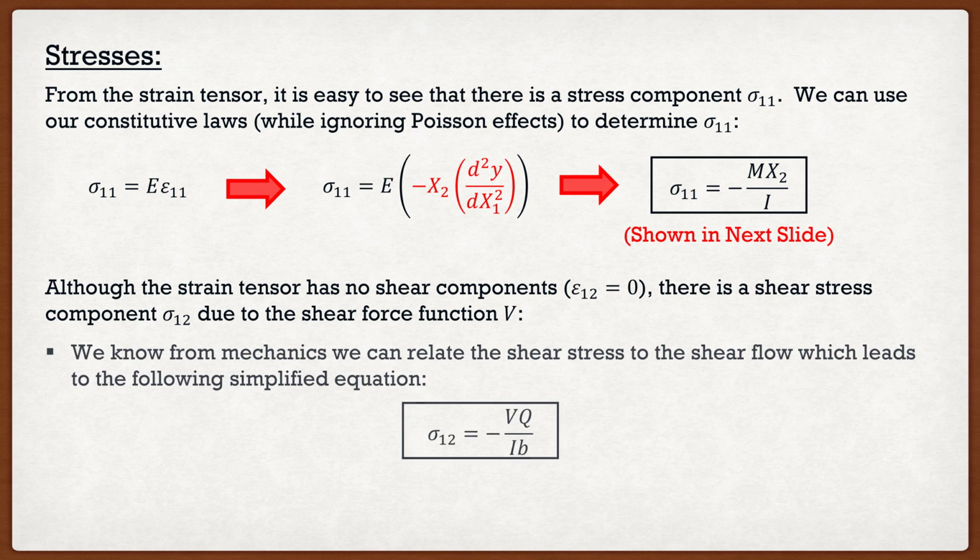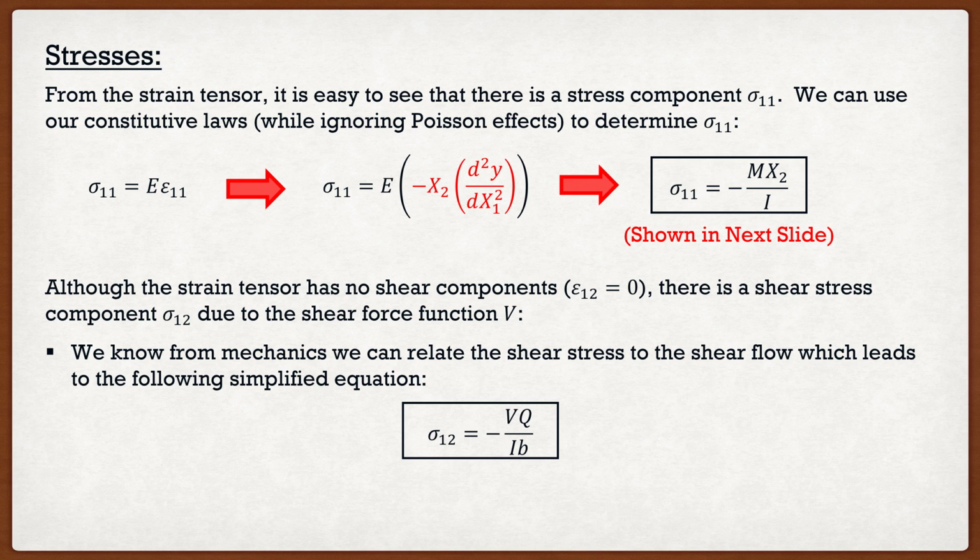However, if we go back to mechanics of materials, we know that we actually have a very nice equation that gives us the shear stress, where sigma 1,2 is equal to negative VQ divided by I times B. So it looks really crazy, but the components are really simple. V is going to be our shear force function. You already know what that is. I at the bottom, that's our moment of inertia of the beam. Again, very simple. B, that is the thickness of the beam in the thickness direction, or the E3 direction.